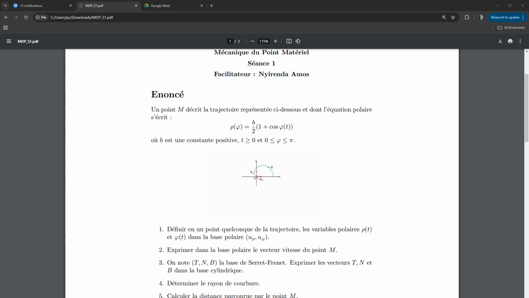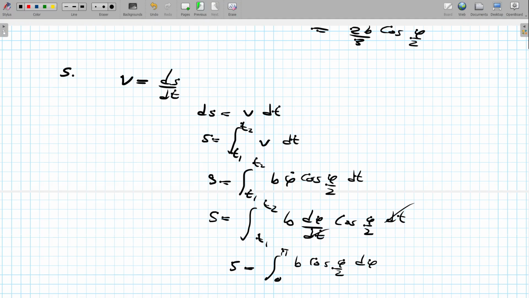So this and this can simplify such that s is going to be equal to the integral between 0 and pi of b cosine phi divided by 2 d phi. Now you're asking me, where is the 0 and pi coming from? Well, it's because the dt is going to disappear, and so we're now going to be integrating between. Of course, I've forgotten to show the screen.